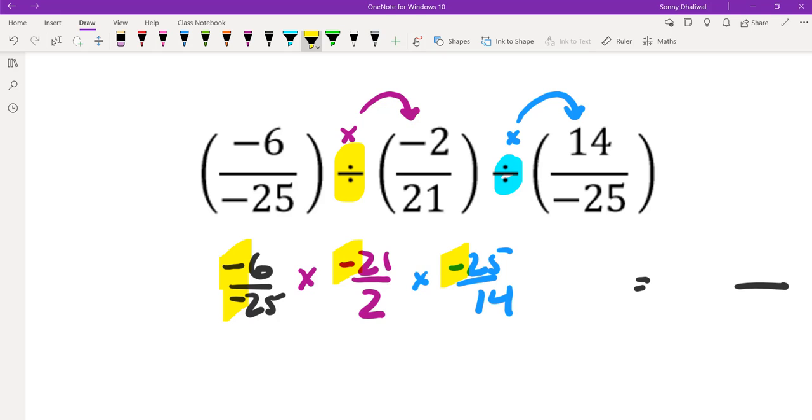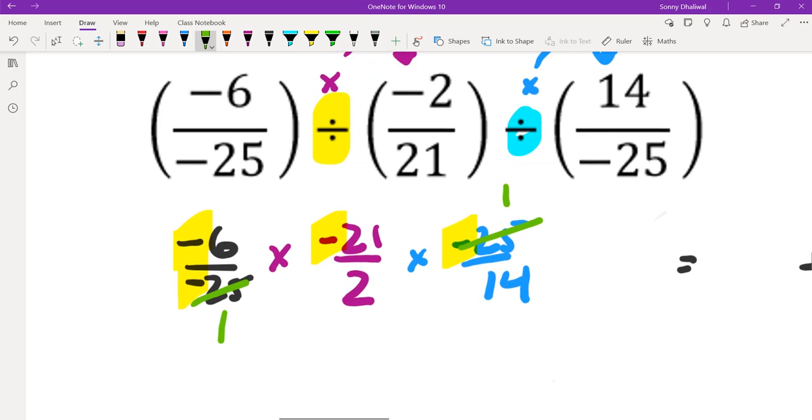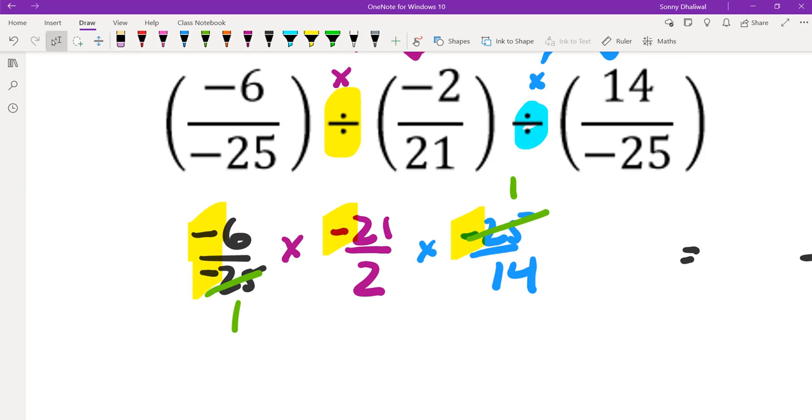Okay, now we look for factors. Is there a factor we can divide the top and the bottom? Sadie? 25 and 25. When you see the same number, that's a giveaway. 25 divided by 25 is 1. 25 divided by 25 is 1. Okay, anything else do we see?